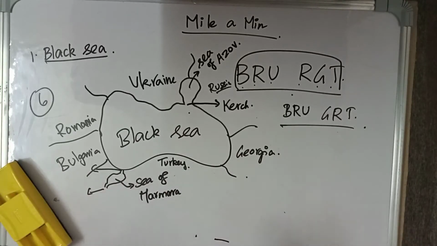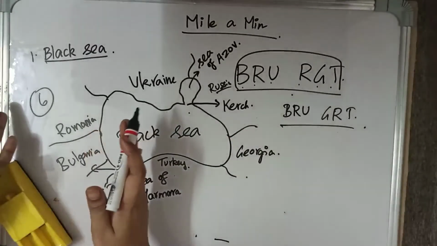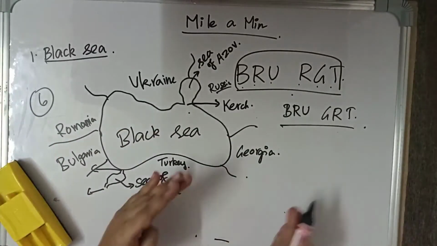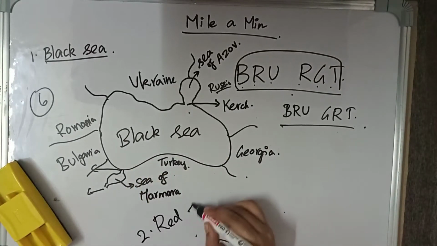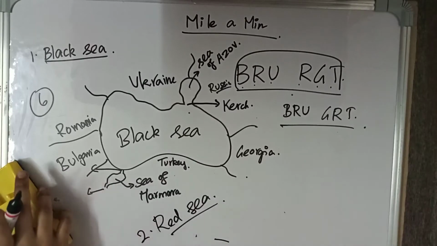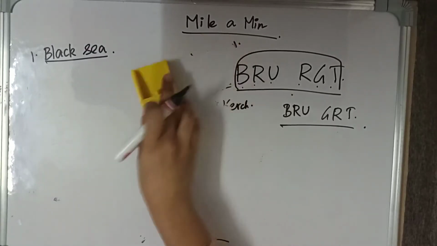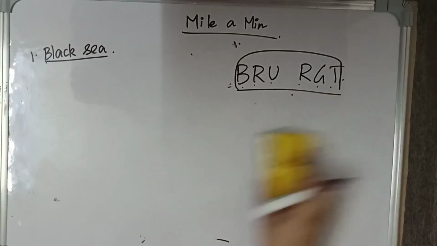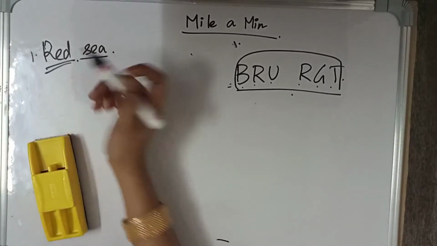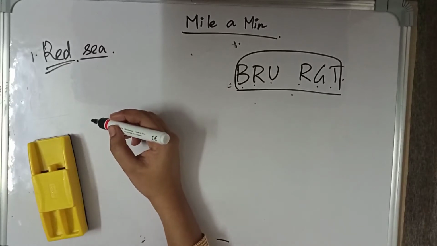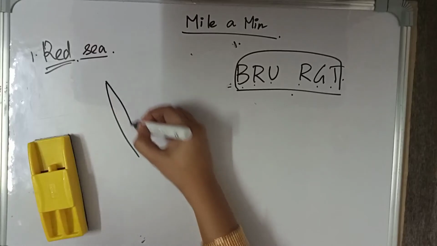After Black Sea, we have Red Sea. Black Sea shares a border with some European countries, and it also shares border with Asian countries. And the second one we have is Red Sea. Red Sea is bordered by Asian countries as well as African countries. So Red Sea will be like this.